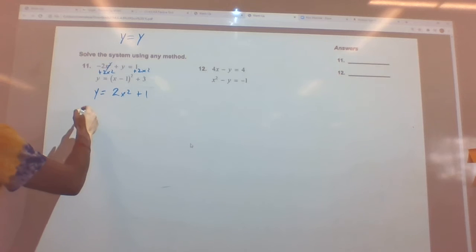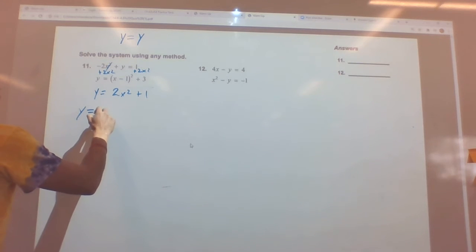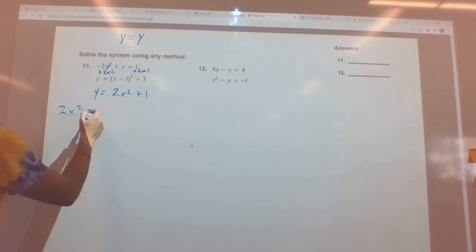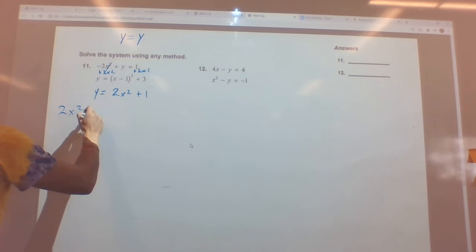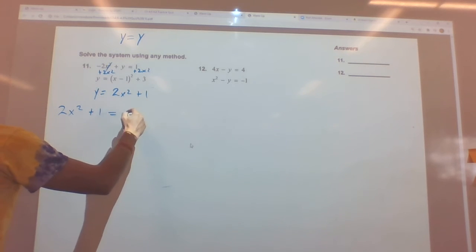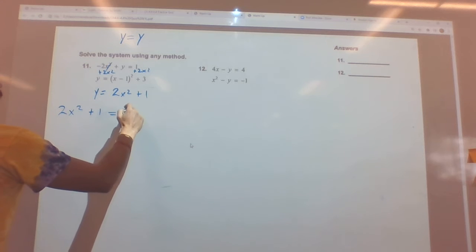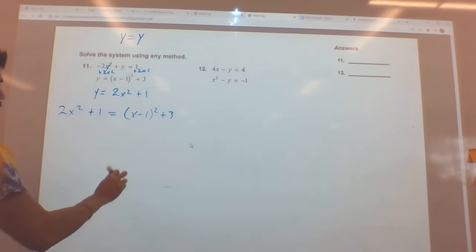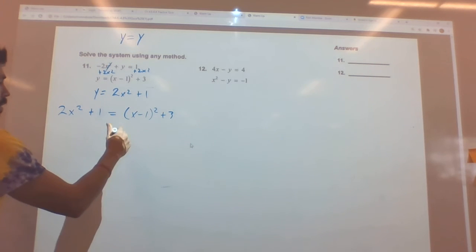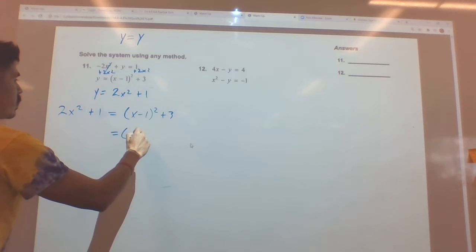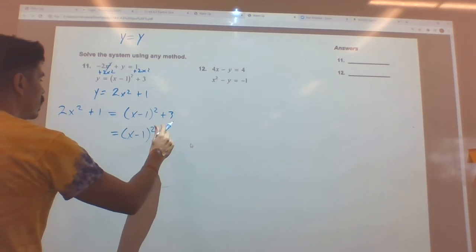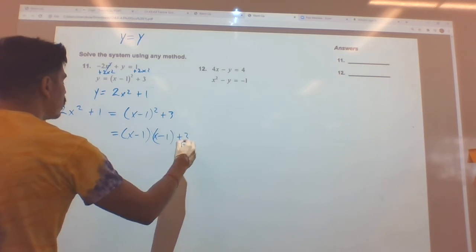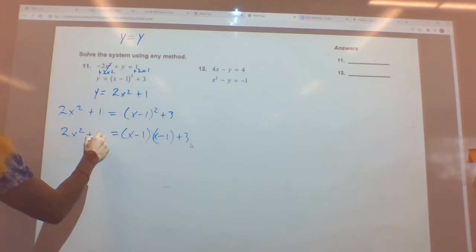And by substitution means I'm going to set y equal to y, which means I'm going to set 2x squared plus 1 equals x minus 1 squared plus 3. Now I have to expand this. So when I expand this, it turns into x minus 1 times x minus 1 plus 3. And over here I still have 2x squared plus 1.